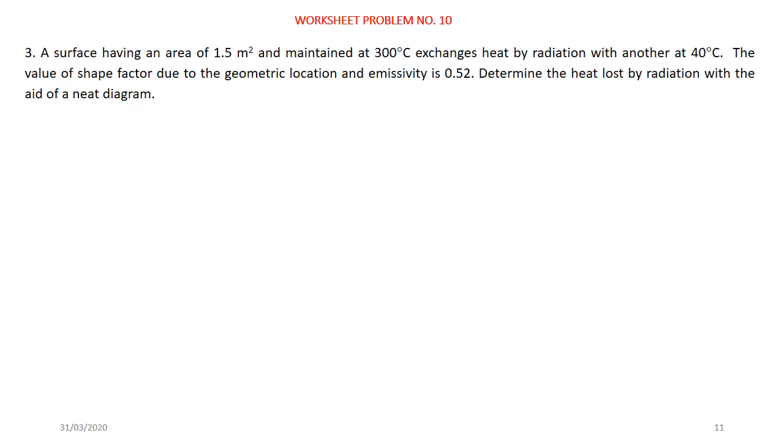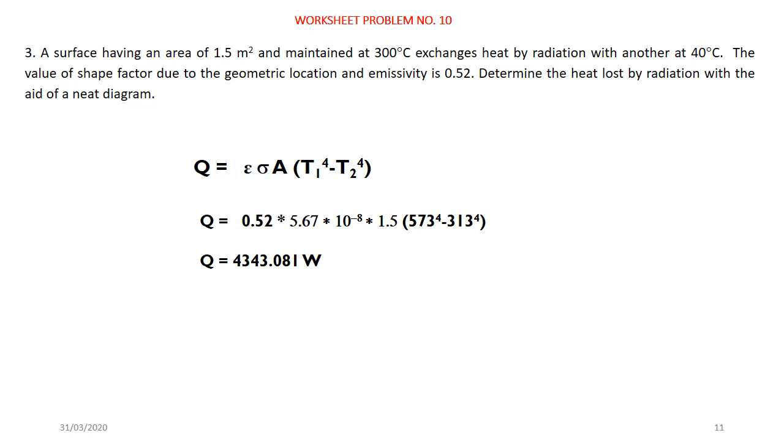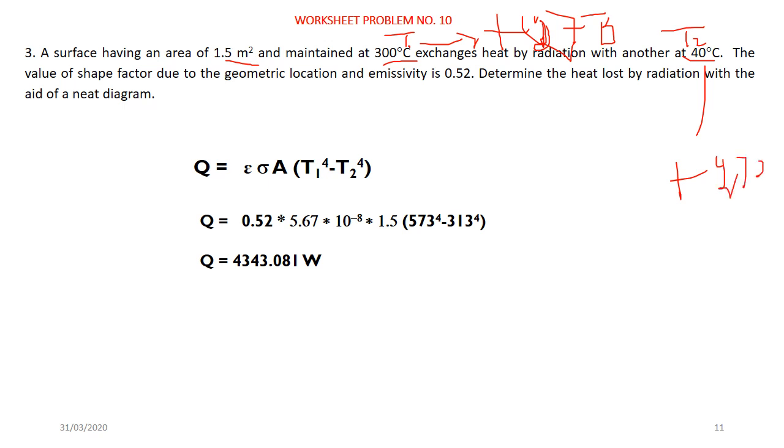Radiation heat transfer problem. A surface having an area of 1.5 meter square is maintained at 300 degrees Celsius. Then another body is at 40 degrees. So this is T1 and this is T2. Please convert these to Kelvin: add 273 here, and add 273 here also. So now we know T1 and T2.